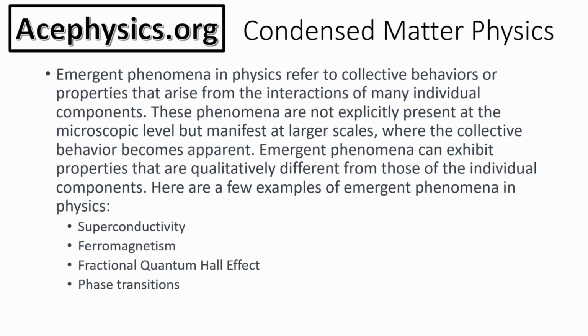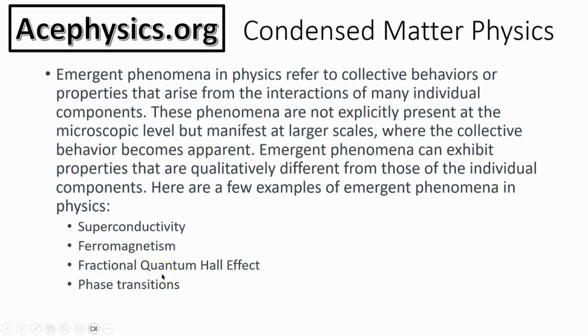Condensed matter physics is another branch of physics, and it's also a branch of modern physics. It's relatively new, but it doesn't involve fundamental laws, in fact. It involves emergent phenomena. So let me read this. Emergent phenomena in physics refer to collective behaviors or properties that arise from the interaction of many individual components. These phenomena are not explicitly present at the microscopic level, but manifest in larger scales, where the collective behavior becomes apparent. Emergent phenomena can exhibit properties that are qualitatively different from those of the individual components. Some examples are superconductivity, ferromagnetism, the fractional quantum Hall effect, or phase transitions.